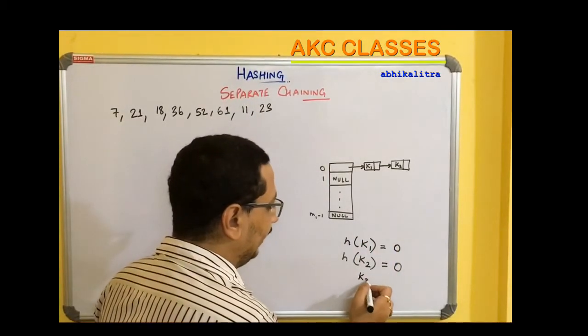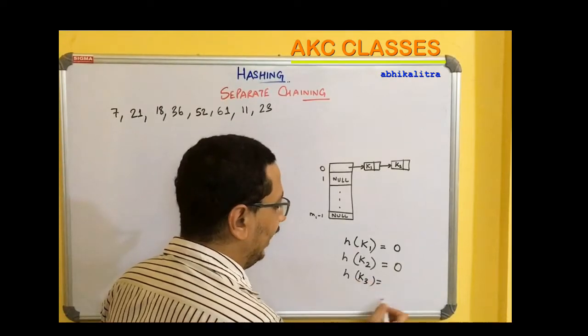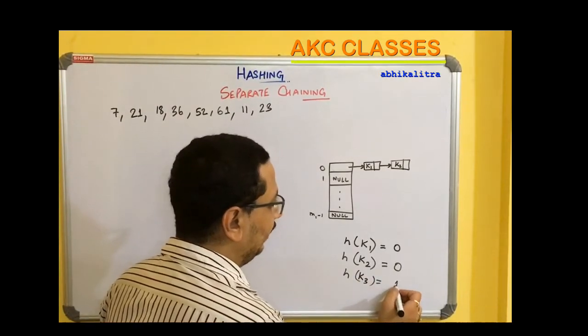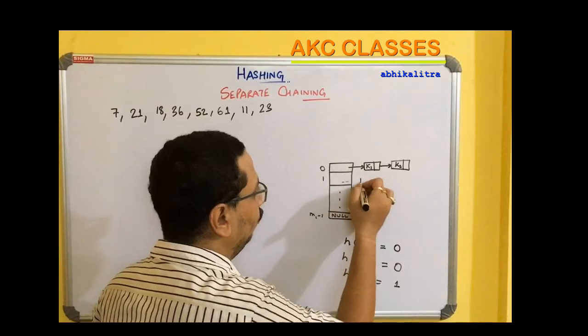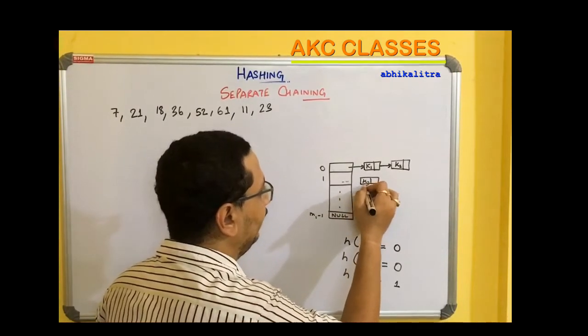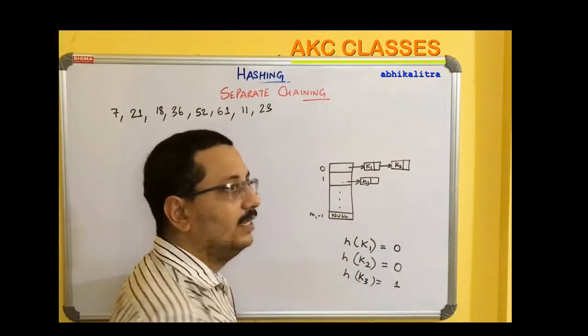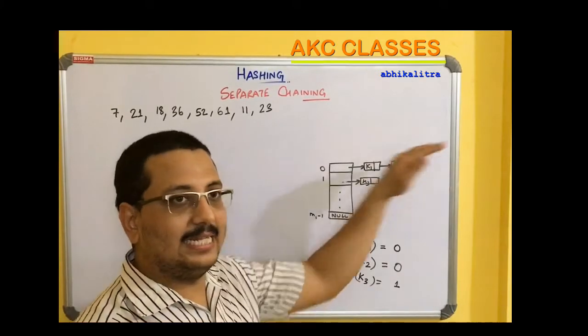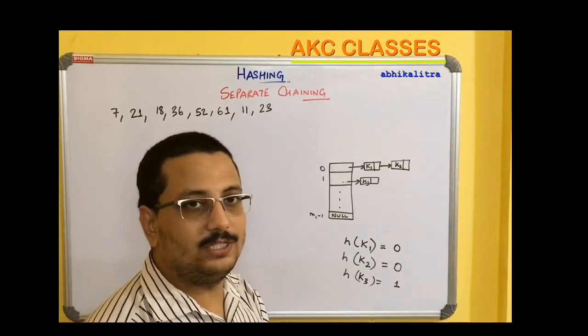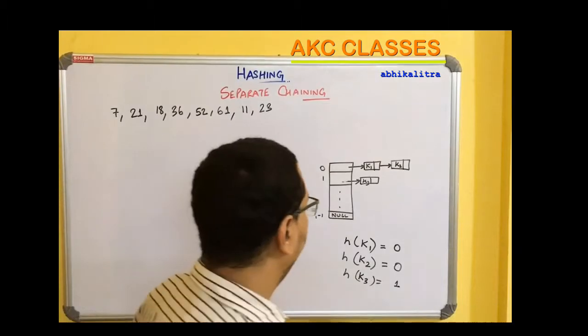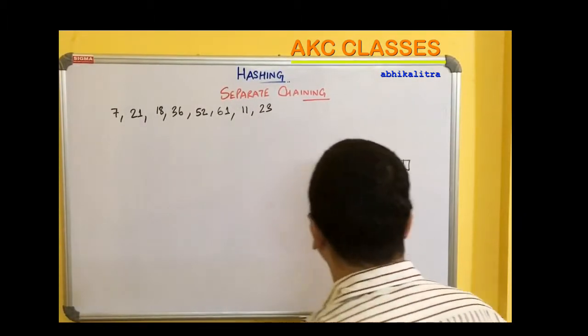If I take another key k3, apply the hash function, and get, say, 1, then a new node will be created and k3 will be inserted, and index 1 will hold the address of the first node in that chain. So this is what separate chaining is. Very simple. We will try it with the help of an example.